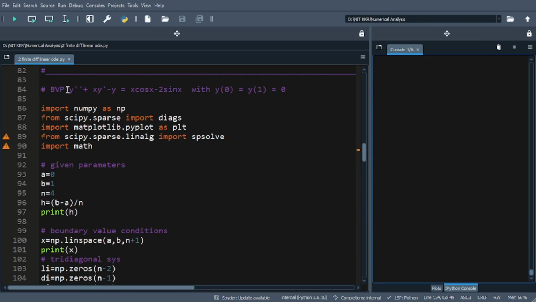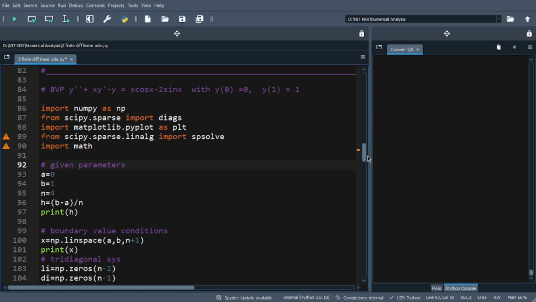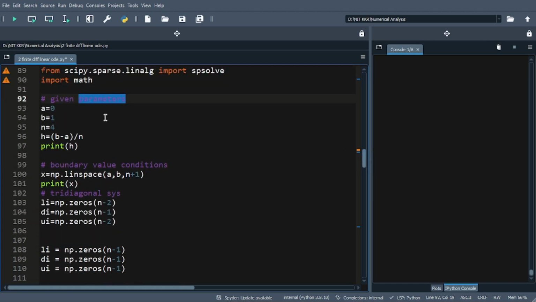So this is our ordinary differential equation for which we want to calculate the value. It is for 1 and y0 is equal to 0. Now in this case we have imported some libraries like numpy and scipy.sparse for diagonals, to make the tridiagonal system and solve it. We have a0 equal to 0, b equal to 1, and n equal to 4. Then it will calculate the h value, which will be 0.25.